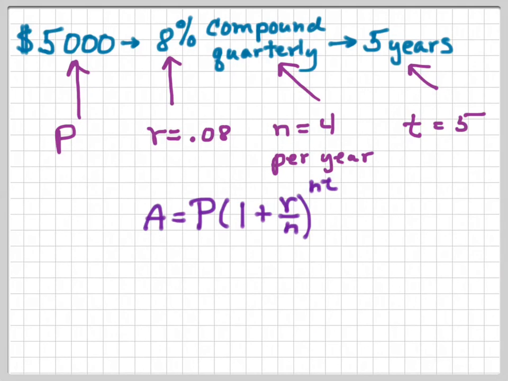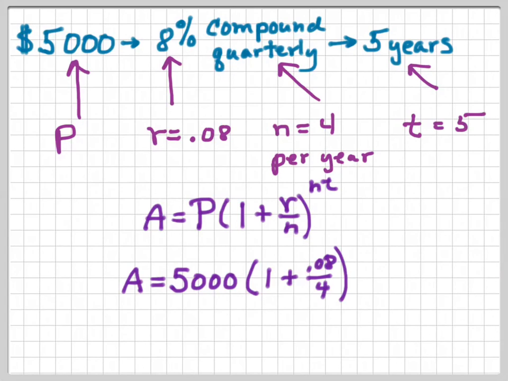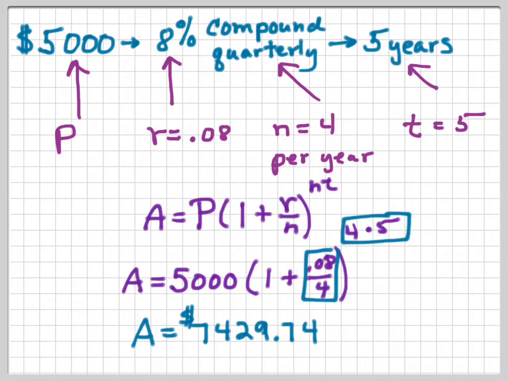So we plug this in to our equation. We get A equals 5,000 times (1 plus 0.08 divided by 4) raised to the 4 times 5 power. And that 0.08 divided by 4 is our compounding interest rate. And 4 times 5 is the number of compounding periods, 4 per year times 5 years. So plug that in and you get $7,429.74. And please notice it's 2 decimal places because we're dealing with money.